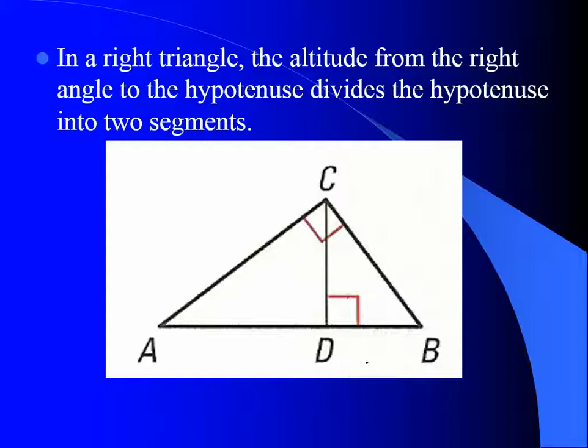Well, there's an easier way to do what we did. In a right triangle, the altitude from that right angle divides the hypotenuse into two segments. Okay, it's dividing it into this segment and this segment. Two different parts. And we're going to do something with those two different parts.